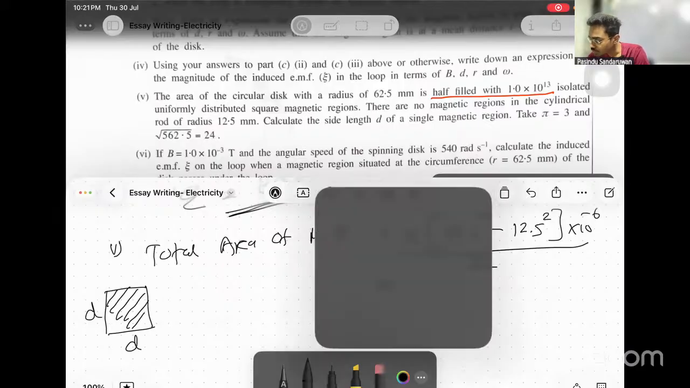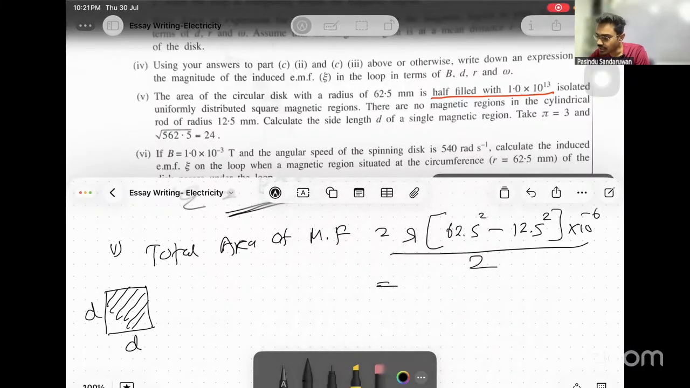Then we can write the area again, as there are 10 to the power 13 isolated square magnetic regions inside. The area of one such is d squared, and there are 10 to the power 13 of them. Then this equals this, and this is 3. Then we have to simplify this now.